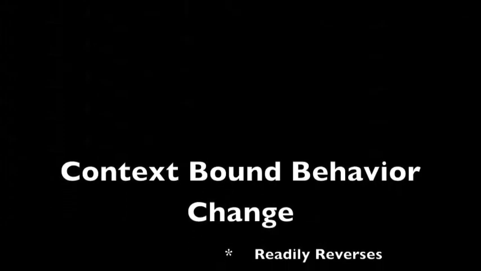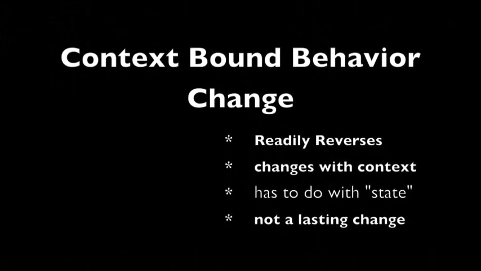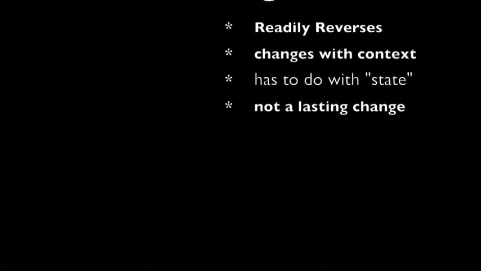So some of the clues that we've measured a context-bound behavior change is that the behavior readily reverses or it changes as the context changes. So we know that we've measured something to do with state and not a lasting change. And there are times when these sorts of changes are of interest to us in educational research.